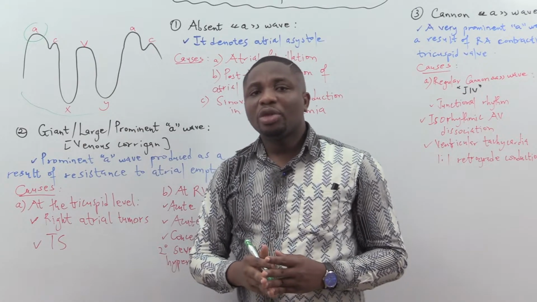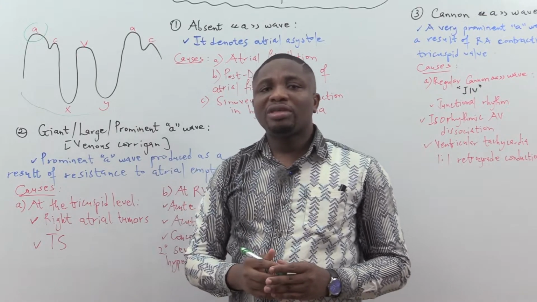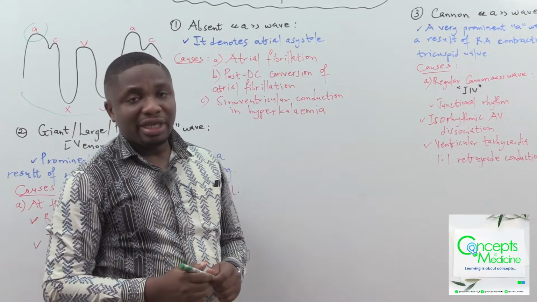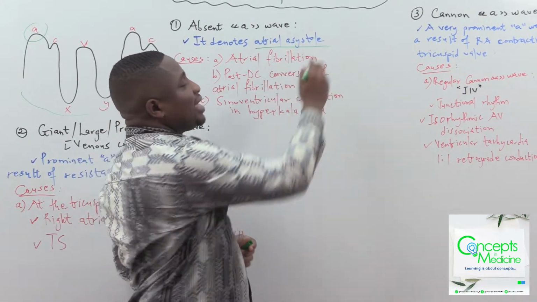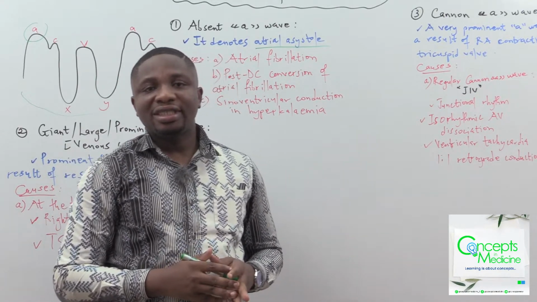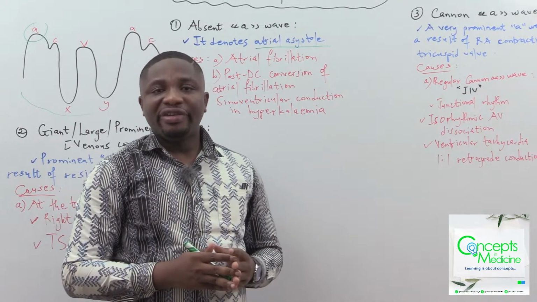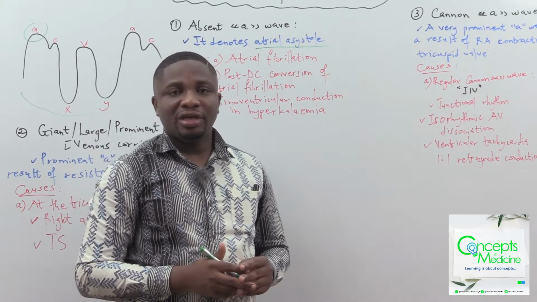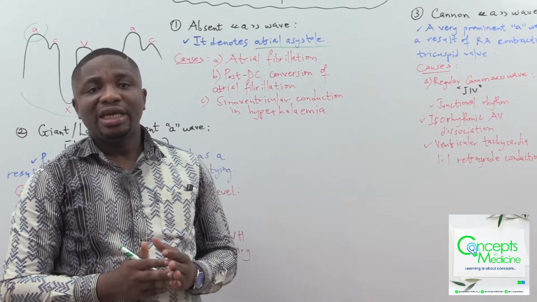We'll be looking at three different abnormalities. The first one, we'll talk about absent A wave. When we talk about absent A wave, simply it denotes atrial asystole. Atrial asystole, meaning that the right atrium is not contracting. And as it's not contracting, it is unable to produce the positive wave, which is denoted on the JVP waveform as the A wave.